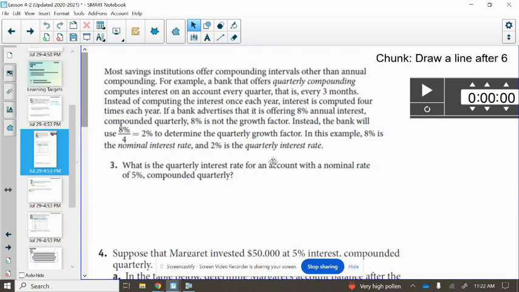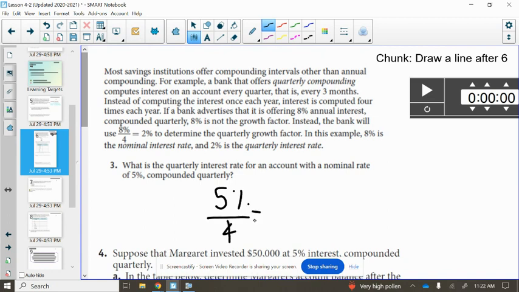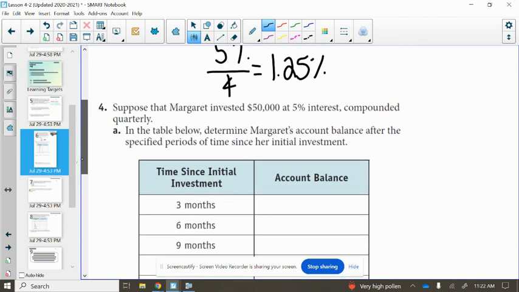So if we see down at number 3, if we are compounding quarterly with a 5% interest rate, we would take that 5% divided up by 4. So really it's 1.25% as opposed to the total of 5 for the year.